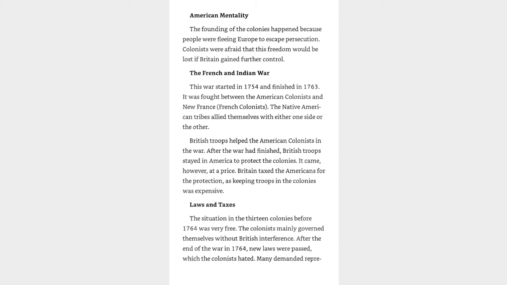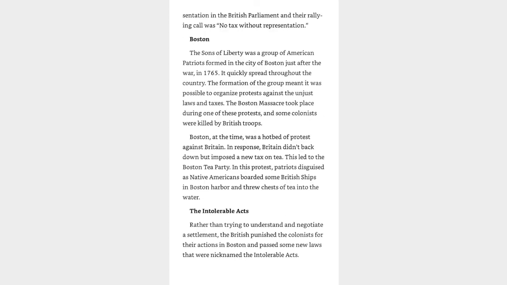Okay, now we're on to the next paragraph. Laws and taxes. The situation in the 13 colonies before 1764 was very free. The colonists mainly governed themselves without British interference. After the end of the war in 1764, new laws were passed, which the colonists hated. Many demanded representation in the British Parliament, and the rallying call was no taxation without representation.